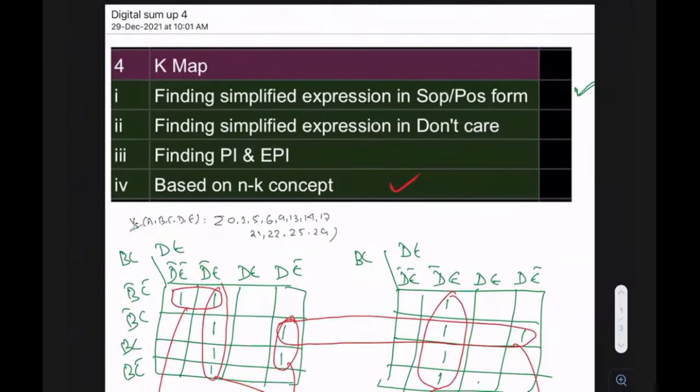So finding simplified expression in sum of products we have seen. Finding simplified expression with don't care we have seen. Finding PI, EPI we have seen. And what is the n minus k concept also, I have given you the logic. Okay. So if there is any question from K-map in GATE 22, I am 100% sure that the questions will definitely belong to one of these models of questions that we have discussed. Because apart from this, there is no scope to frame questions. So you can expect if there is a single question from K-map, it will definitely be from these models which you have seen now.